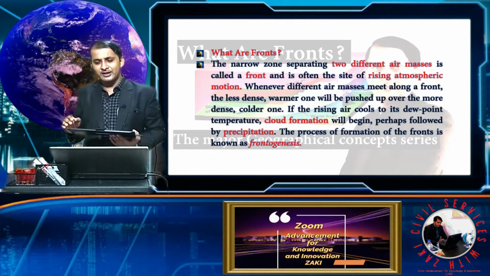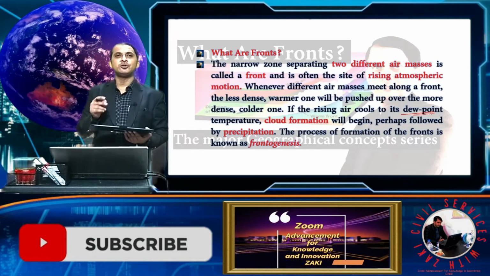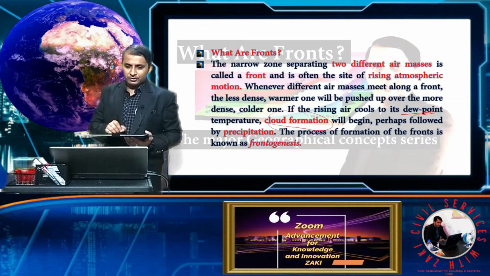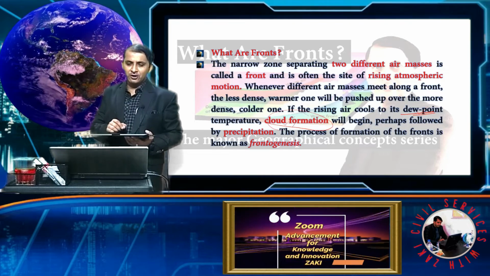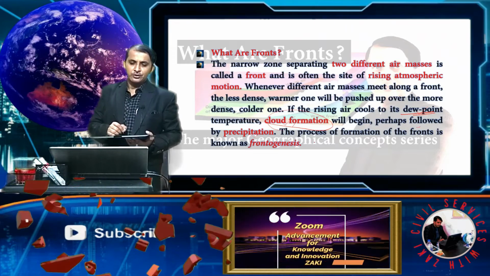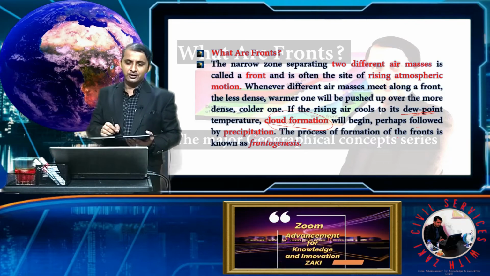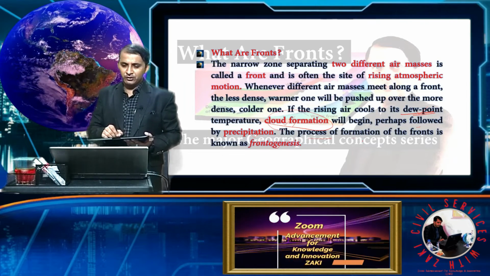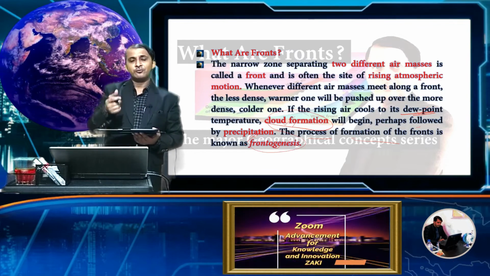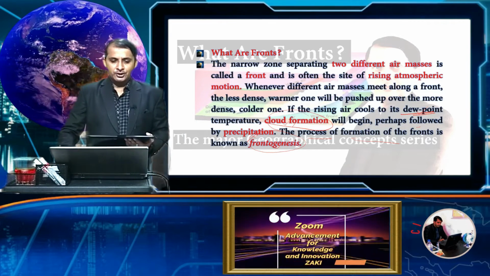If the rising air cools to its dew point, then cloud formation will begin, and perhaps be followed by precipitation. The process of formation of these fronts is called frontogenesis. So the process of formation of the front is called frontogenesis. That's why it is called frontogenesis, whether it is a cold front, warm front, and all.